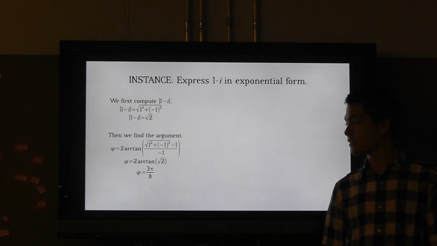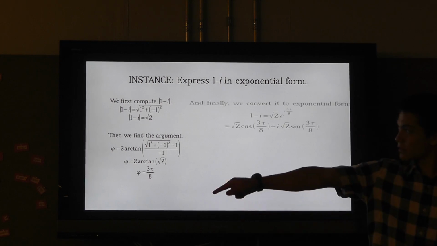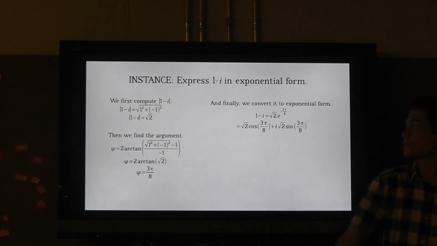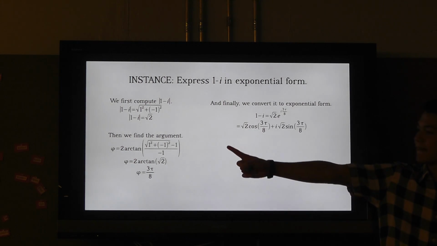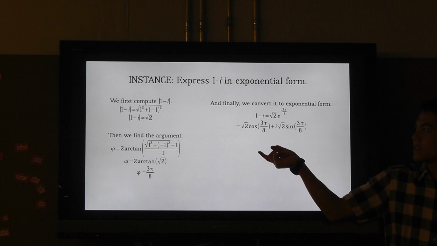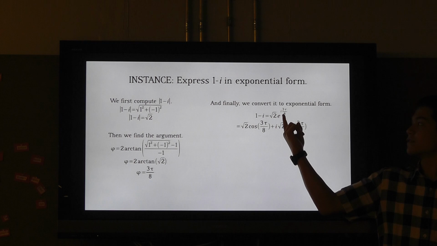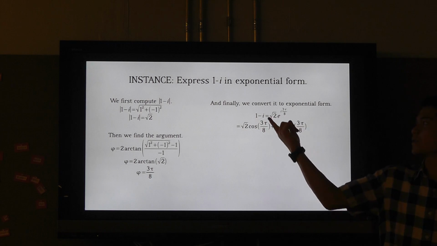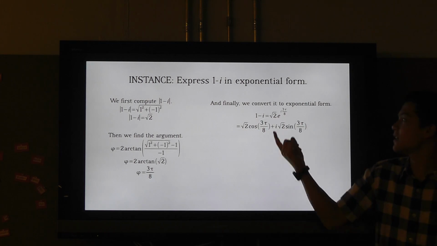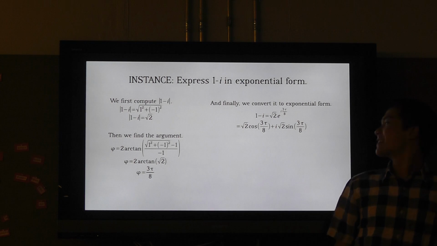Okay, so Eli, you got everything? All right, next thing. And finally, we convert it to exponential form by using the form. It's absolute value of z times e to the i phi. So just plug in absolute value of z and phi. You get 1 minus i equals square root of 2 times e to the i 3 tau over 8.